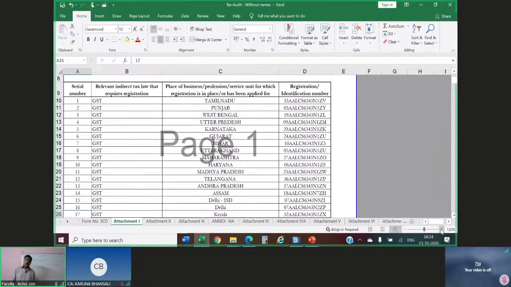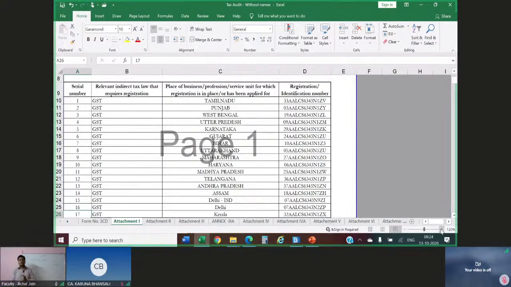But how can we ensure that the entity has got only 17 GST registrations, or whether it also has some more which have not been reported in this Form number 3CD? That's the problem the auditor will have, and that is called audit considering the assertion of completeness. Now for this, what can the auditor do? Again, one of the procedures the auditor can follow is to look at the GST portal. On the GST portal, all of the registrations of the entity would be available.